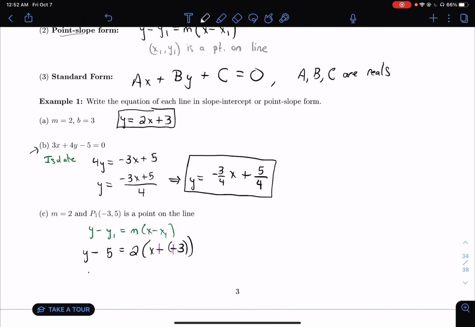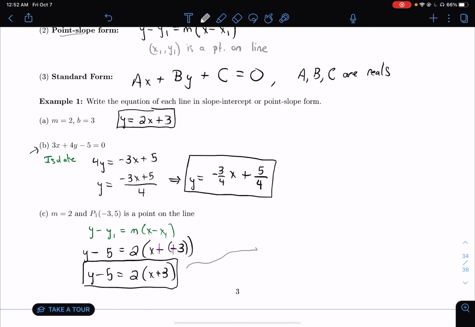So I end up with y minus 5 equals 2 times x plus 3, and that is my equation in point-slope form. The problem said point-slope form was absolutely okay, so it's fine to leave the answer like this. If I wanted to put it in y equals mx plus b form, I would have to isolate the y. I could distribute the 2 to get 2x plus 6, and then if I added the 5 over, we would get y equals 2x plus 11. It takes a couple of extra steps, but I could do it.